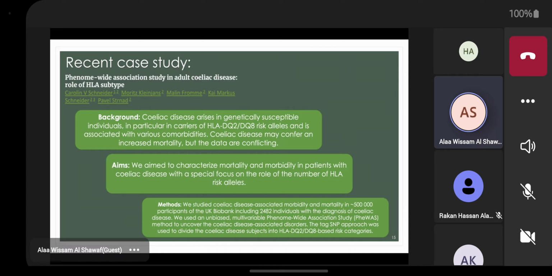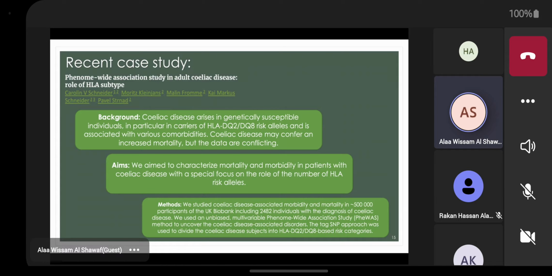Celiac disease may confer an increased mortality, but the data are conflicting. The aim of the study was to characterize mortality and morbidity in patients with celiac disease, with a special focus on the role of the number of HLA risk alleles.